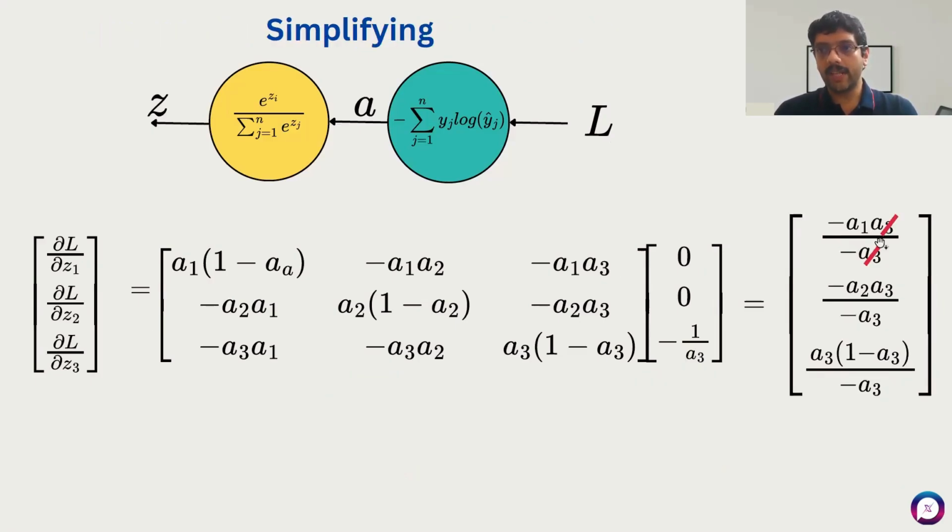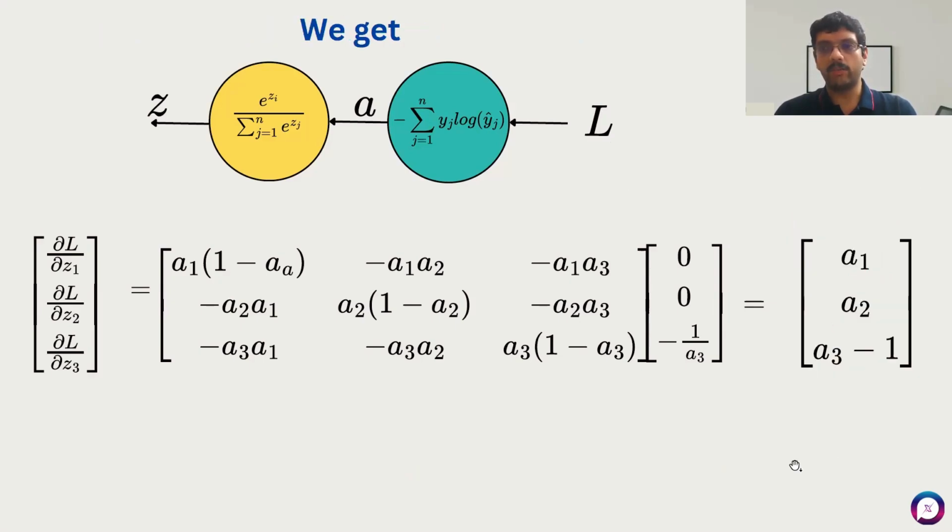You can simplify this, cancel the A3s and the negatives, you get A1, cancel the A3s and the negative, you get A2, and here cancel the A3s and you get A3 minus 1. So it simplifies to A1, A2, and A3 minus 1. So you see that the sensitivity of the loss function with respect to the inputs to the softmax, not the NN cross entropy, is actually very simple. It's the output A1 here, the output A2, and then the output A3 of the softmax minus 1.